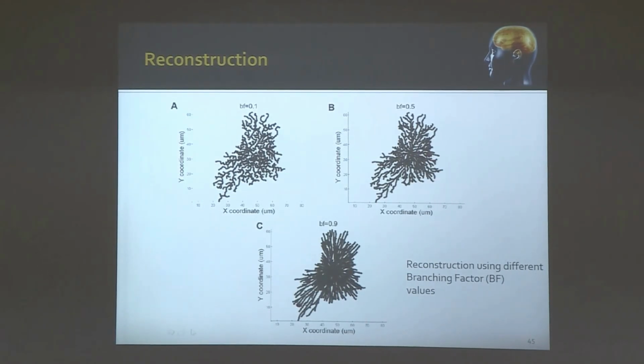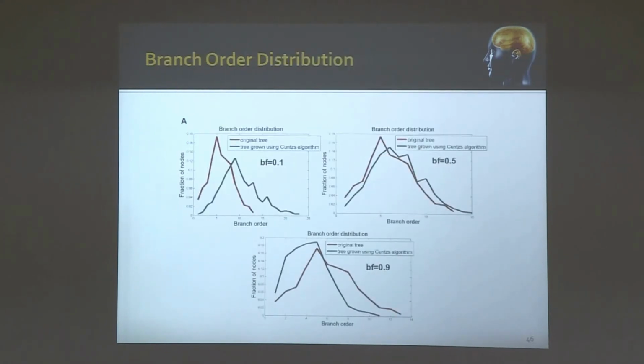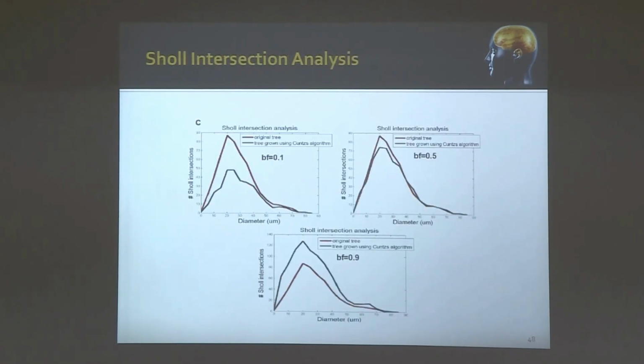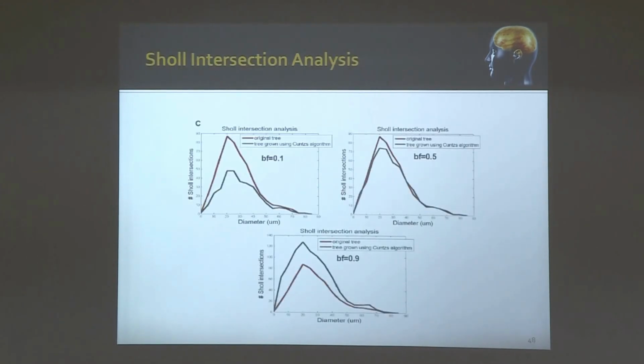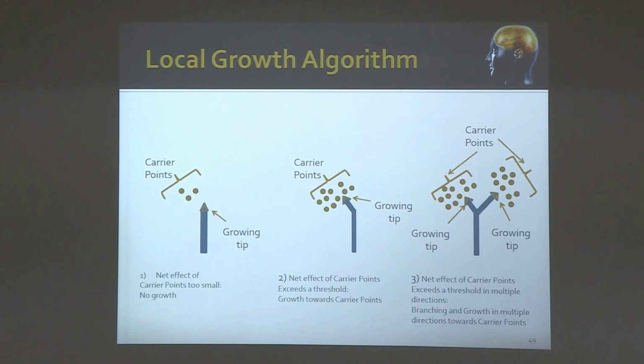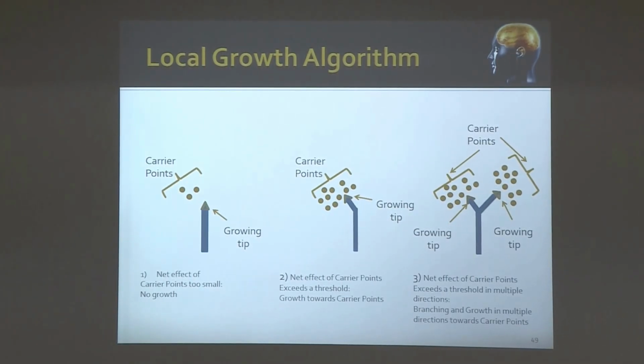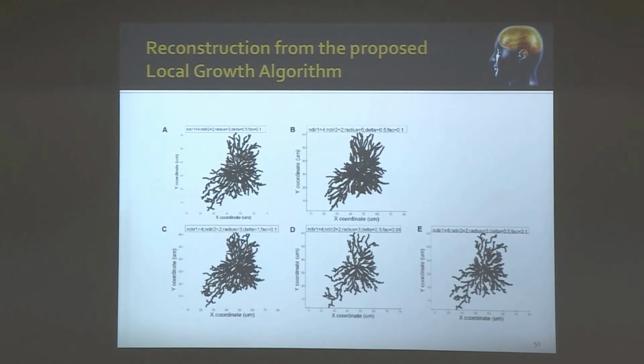And how do you validate this? So there are several parameters. There's branch order distribution, then path length distribution, and then Sholl intersection analysis. For all three, you get a good match at a balancing factor of about 0.5. And then we also proposed another algorithm, but this work was incomplete. The student finished and left, and so we couldn't finish this work. Okay, some reconstructions.